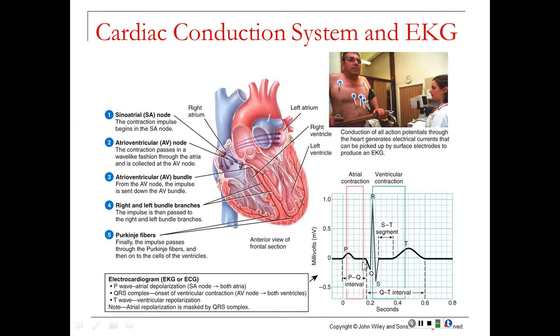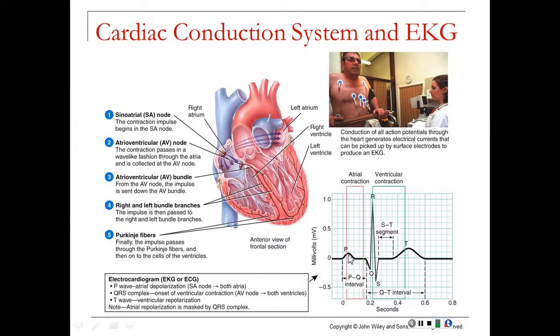That QRS wave, or QRS complex, is the onset of the ventricular contraction, as that depolarization is traveling from the AV node through both ventricles. Then finally the T wave, which is where those ventricles are repolarizing and resetting themselves. And then the P wave starts over again.